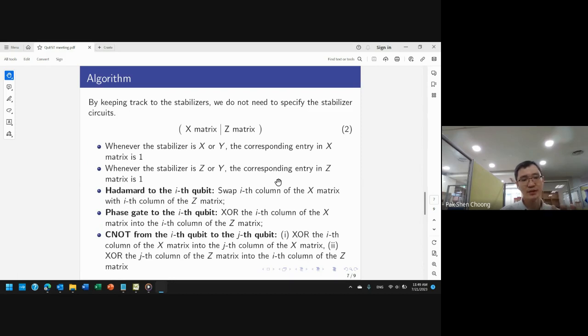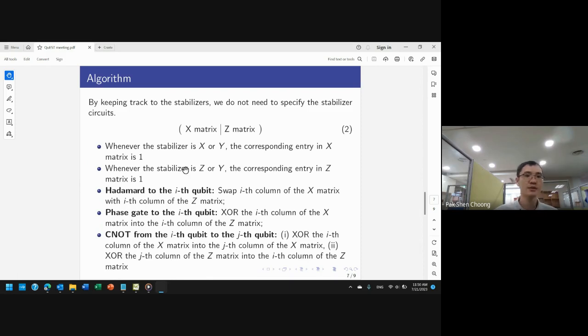So this is provided by Gottesman. Essentially, we just want to keep track of the stabilizers. So we begin by having this kind of matrix. The left hand side is called the X matrix, the right hand side is called the Z matrix. So whenever you have a stabilizer in X or Y, the entry on the X matrix will be 1, otherwise it will be 0. Whenever your stabilizer is either Z or Y, then your entry on your Z matrix will be 1. So this is how you identify your stabilizers.